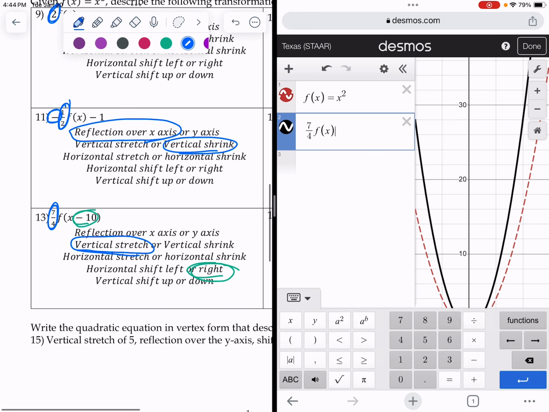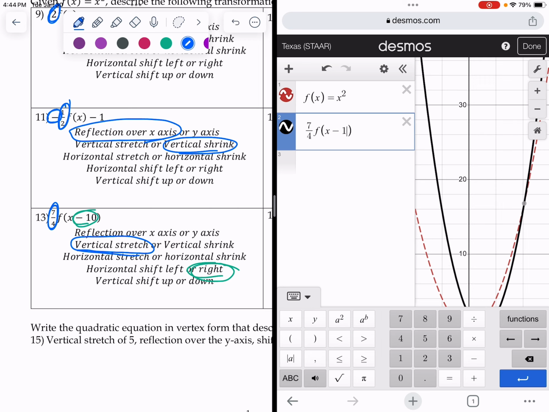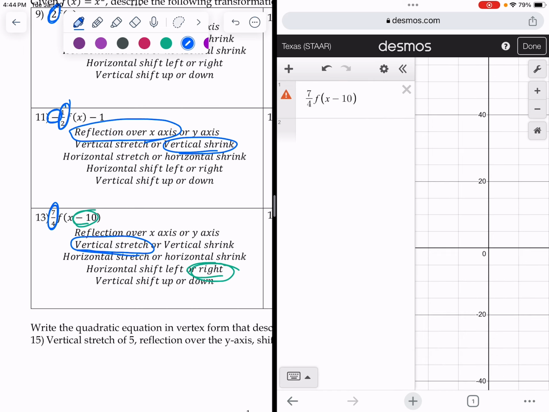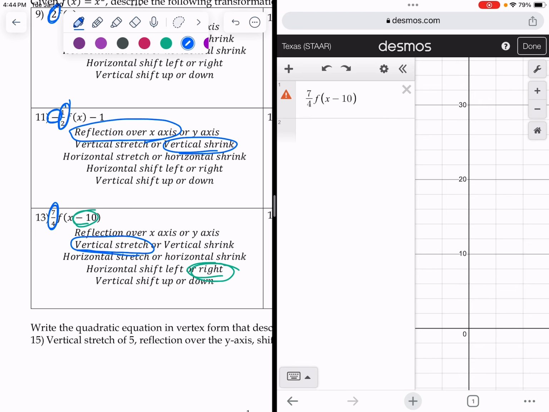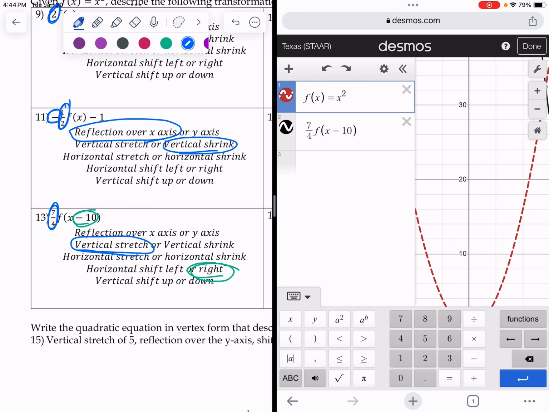Okay, it's important to note that when I typed this f notation, you have to tell Desmos what f of x means. If I were to delete the parent function, Desmos won't graph that. It has no idea what you're trying to graph. But as soon as you define what f of x is, you have to type this part first.